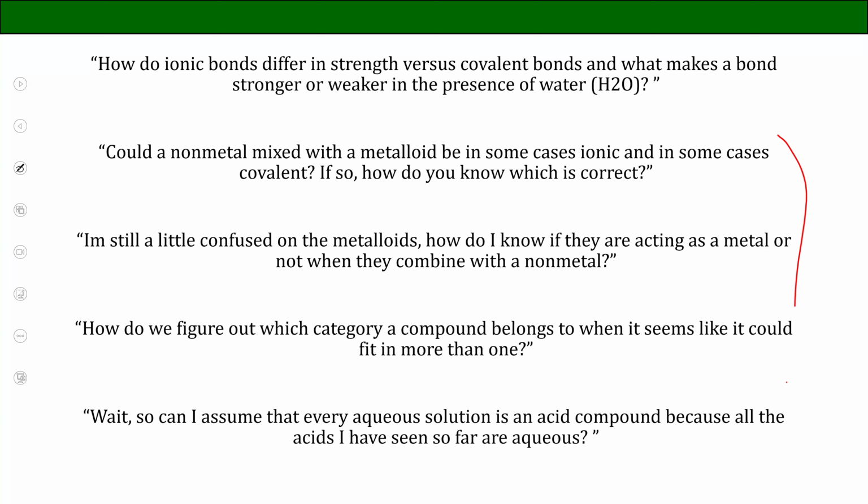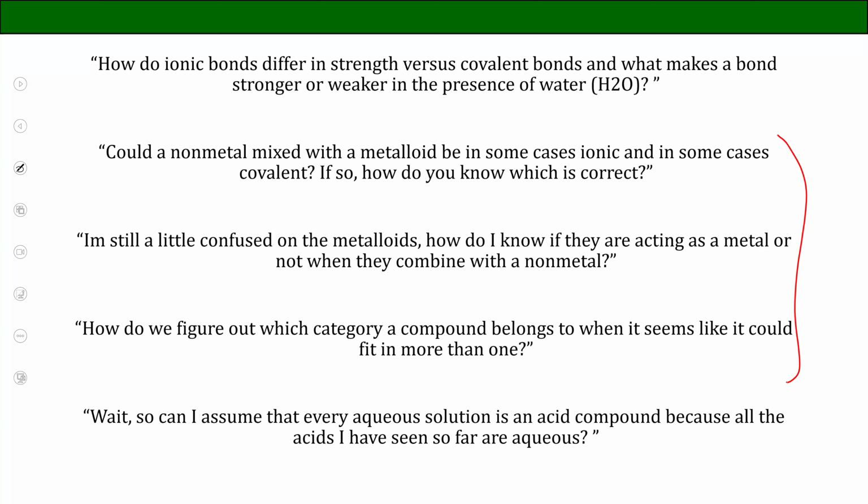So all three of these, I think I addressed. How do I know what category a compound belongs to? If it seems like it could belong to more than one, if it's a metal and a non-metal, it's ionic. If it's a cation and an anion, like ammonium nitrate that was on the quiz, we're still going to treat it like ionic, even though there's no metals, because we still have something with a positive charge.